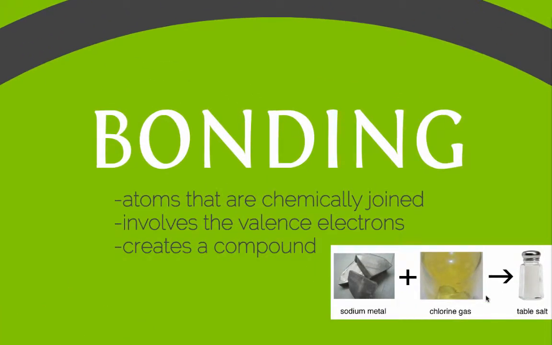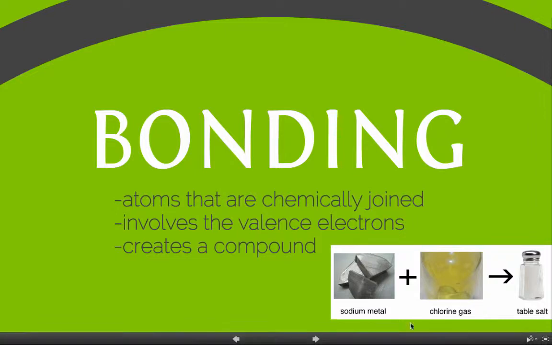Bonding is when atoms become chemically joined, and they do this using the valence electrons. Sometimes they're shared, sometimes they're stolen, but we're not going to really talk about the different types of bonds. All that you need to know is that atoms use their valence electrons to create bonds. When they trade valence electrons, it creates a compound. So for example, sodium, Na, is a metal, chlorine, Cl, is a toxic gas. You don't want to go chomp on metal, you don't want to go breathe in some chlorine gas, but when those two elements combine by sharing their valence electrons, it makes salt, something that we use every day.